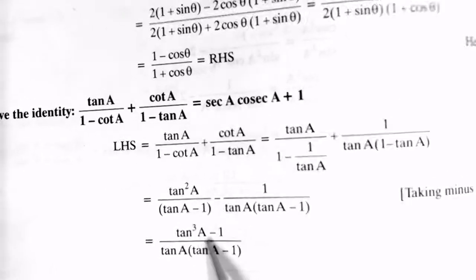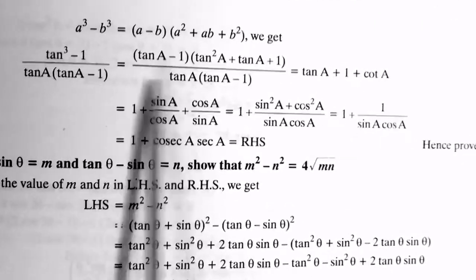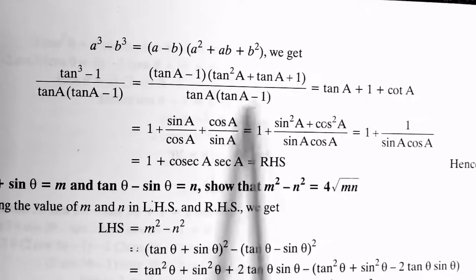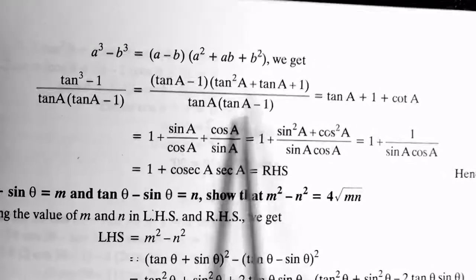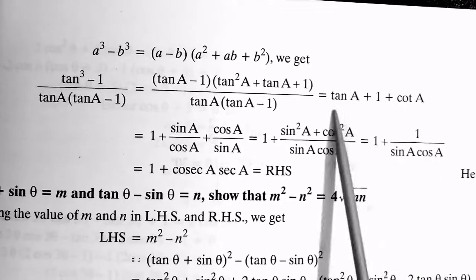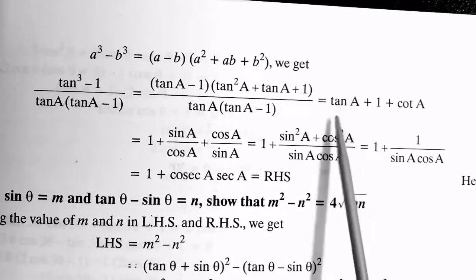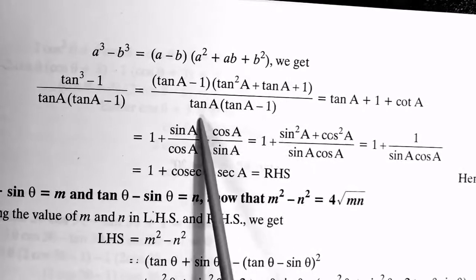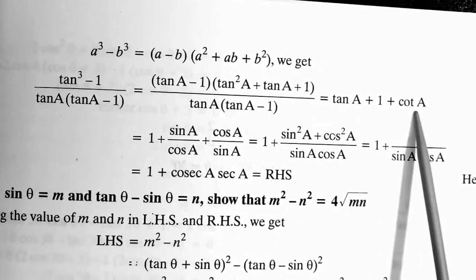Now we use the formula A cube minus B cube here. So we have A cube minus B cube is A minus B into A square plus AB plus B square. Right? So use the formula: tan A minus 1 into tan square A plus tan A plus 1 whole upon tan A into tan A minus 1. Right? So this tan A minus 1 gets cancelled. So see, this is what I was talking about. They can ask that, show that the left hand side is equal to this. So tan A minus 1 gets cancelled. Tan square A over tan A becomes tan A, plus tan A over tan A is 1, and 1 upon tan A is cot A.